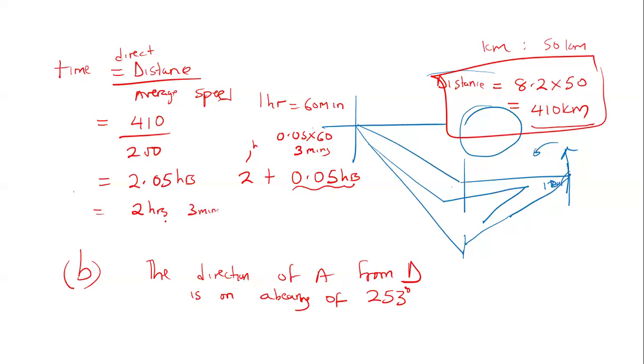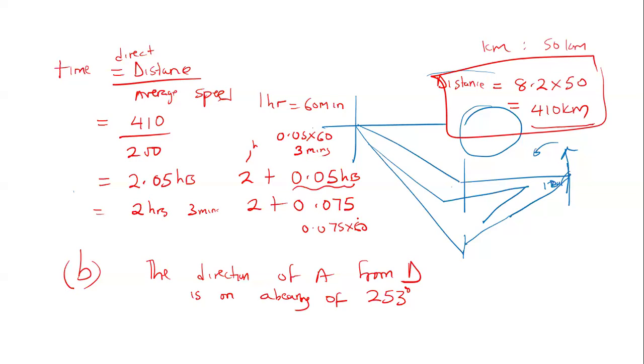Now here, in case you are getting, like Antonia was getting here, you would have said 2 plus 0.075. So here what you do, you say 0.075 times 60. Then you find out how many minutes are those.